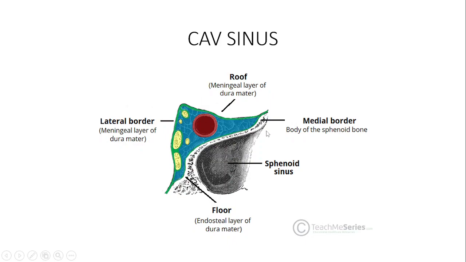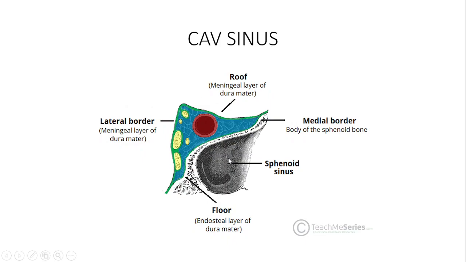It has a roof, a floor, lateral and medial borders, and anterior and posterior borders. What do we have at the roof? The roof is made up of the meningeal layer of the dura mater. The floor is made up of the endosteal layer of the dura mater. The lateral wall is made up of the meningeal layer of dura mater. The medial border is made up of the body of the sphenoid. You also have the sphenoid sinus over here.